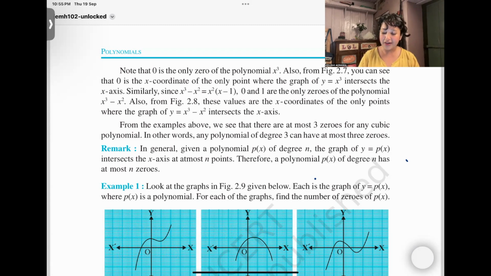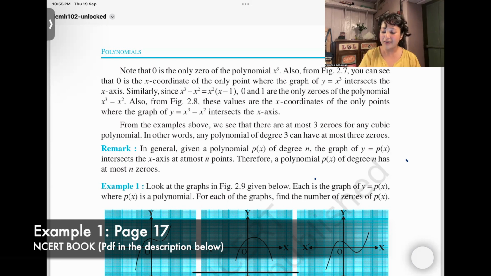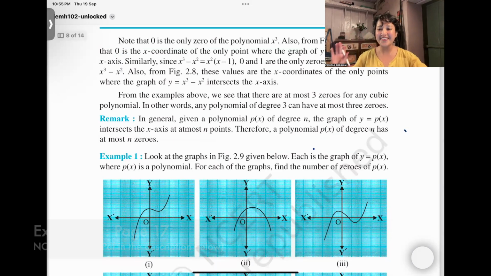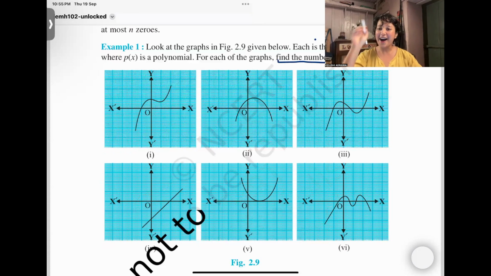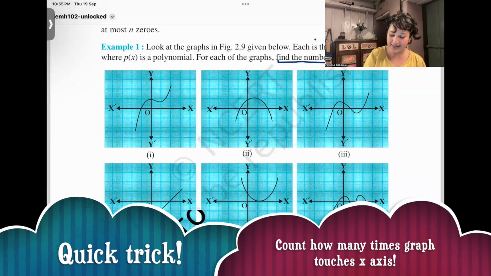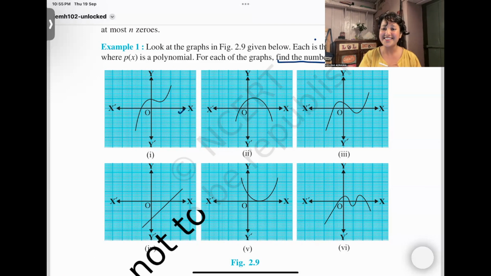In the first example, it is showing us to find the number of zeros. In the previous class, we started that the number of zeros equals how many times the x-axis cuts the graph, which is known as a parabola. So let's see how it is. This is my x-axis and this is a parabola, correct? This parabola is cutting the x-axis only once. So one is my answer.